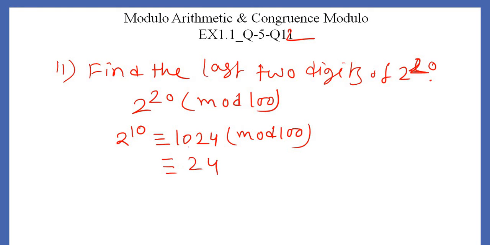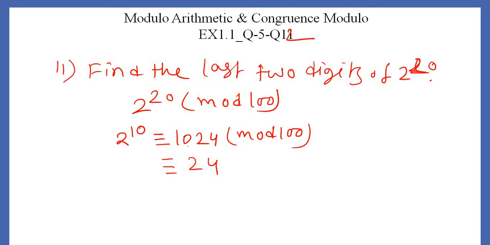Okay, and if you divide 1024 by 100, what would be the remainder? Actually you have to get the last two digits. That is why we have taken 2 to the power 10. And if you take the lesser power, it will be time consuming. So you just have to know the powers of 2, because the value of 2 to the power 9 is 512, and in 512 the last two digits are 12.